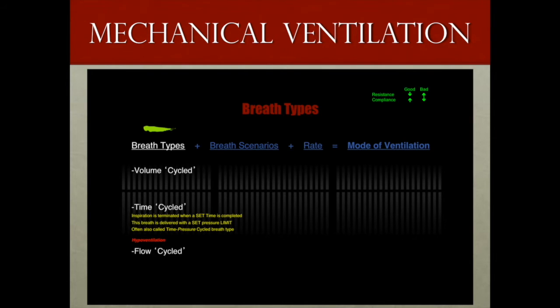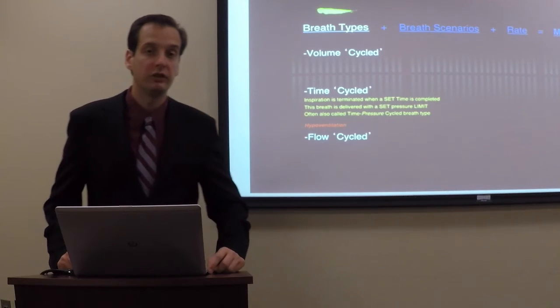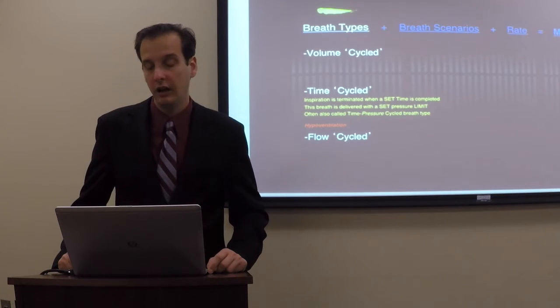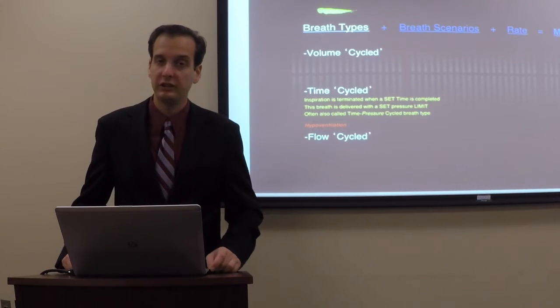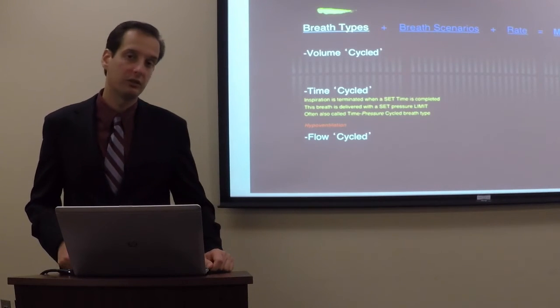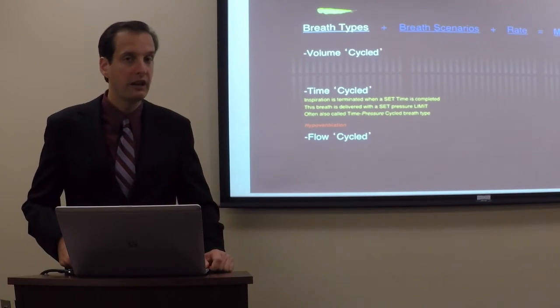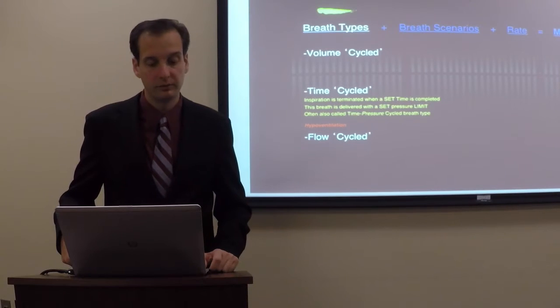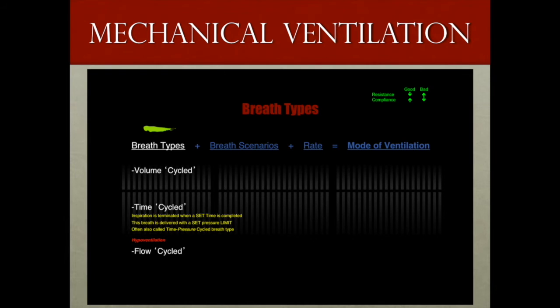This is done in the presence of a pressure limit, such that if a breath is set to be given over 1 second, a patient with greater compliance would be able to tolerate a larger volume and still stay below the pressure limit, whereas a patient with poor compliance may reach the pressure limit very early and end up with a very small volume. So the risk with time cycle ventilation is hypoventilation.